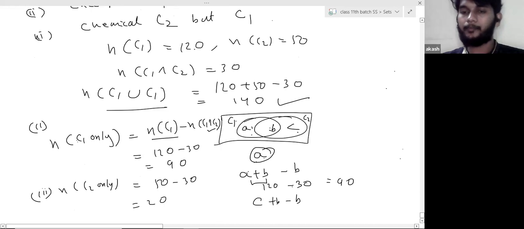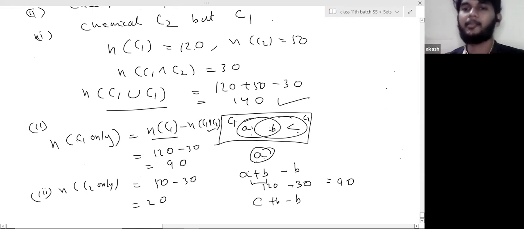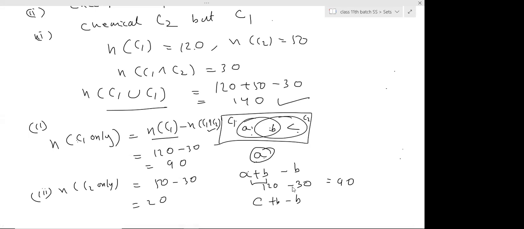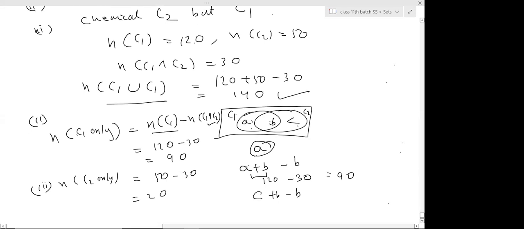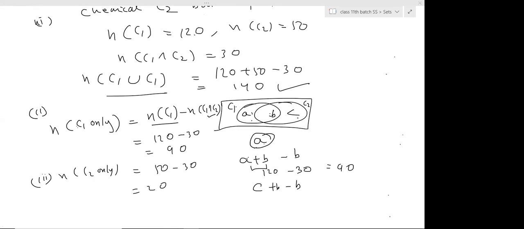Absolutely right. So remember this pattern. They always try to confuse you. If they say chemical C2 but not C1, they are asking chemical C2 only. They are the same thing, right? So I hope this is clear. Then note it down. We'll solve a few more questions.